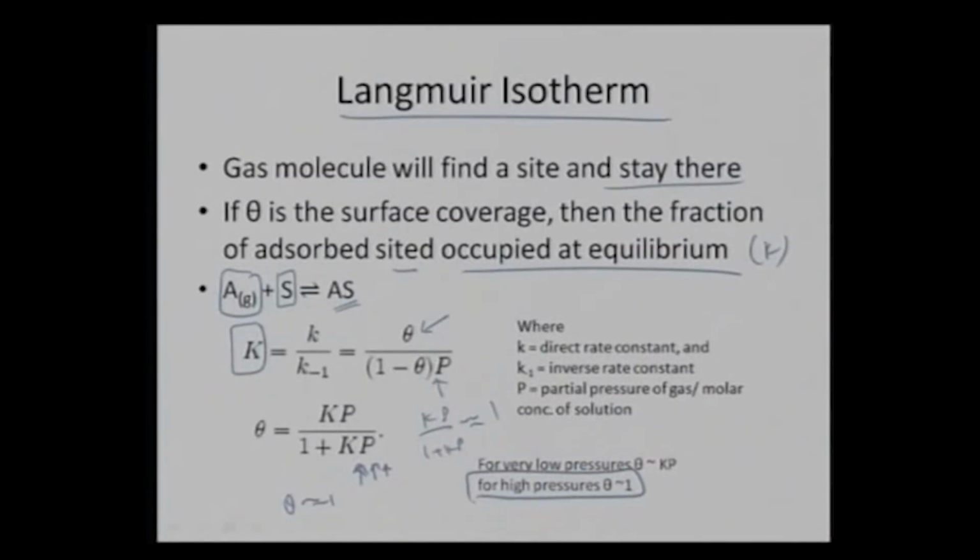So this is how it is being defined by the Langmuir isotherm: we are finding the fraction of adsorbed sites which are occupied at equilibrium, defined by the overall surface coverage and the pressure of the gas, or the concentration of the solution, and from that we can define the overall coverage. For very low pressures, my theta is equal to Kp, and for high pressures my theta is approximately 1.